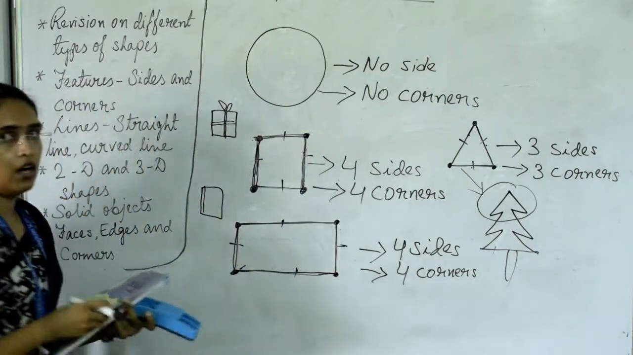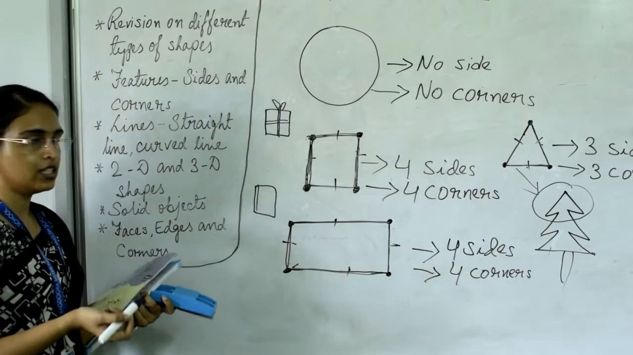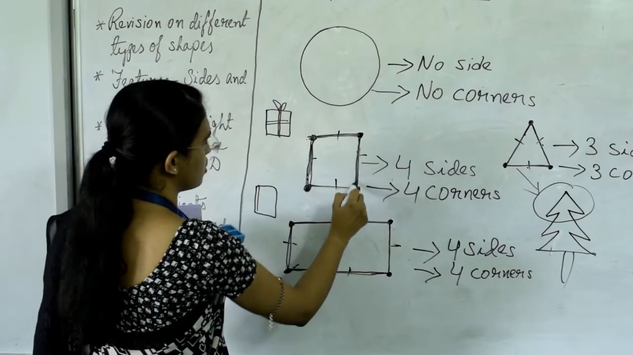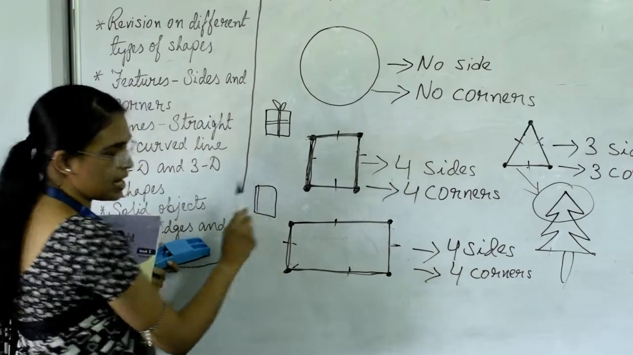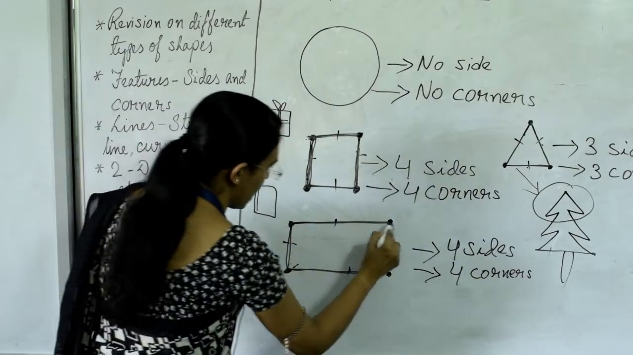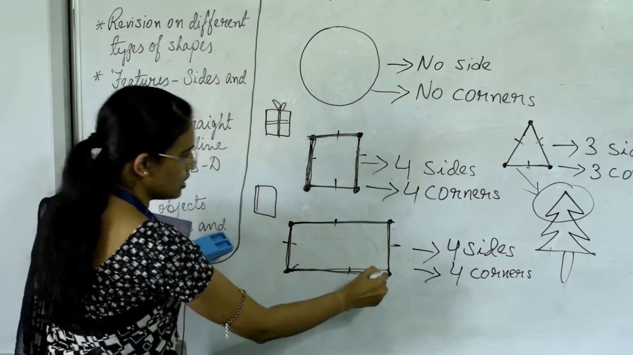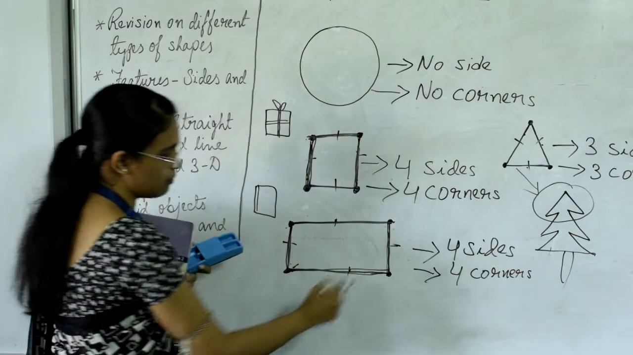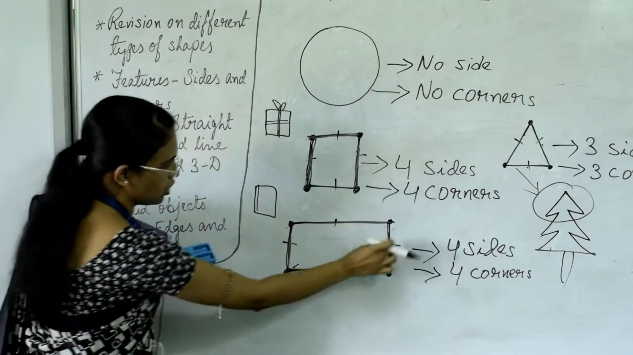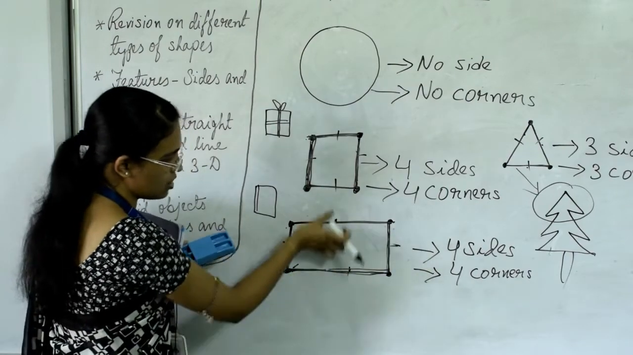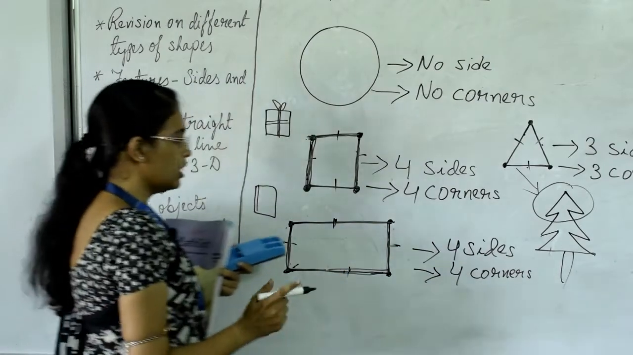And there is a difference between a square and a rectangle. And what is that? In a square, all the 4 sides are equal, but in a rectangle, opposite sides are equal. Look here, this line and this line are the same, and these 2 lines are the same, right? All 4 lines are not the same. These 2 lines are long and these 2 lines are short. So in a rectangle, opposite sides are equal.